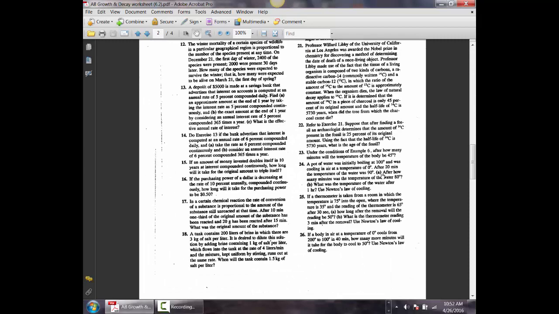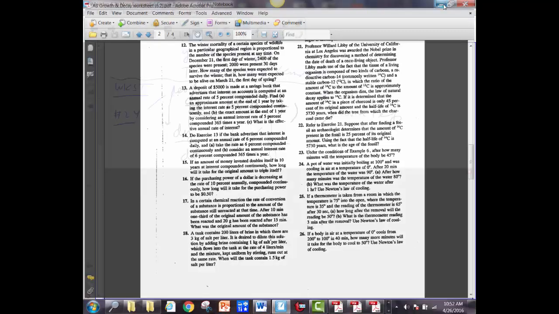So let's look at 24. A pot of water was initially boiling at 100 degrees, was cooling in air at a temperature of 0 degrees. After 20 minutes, the temperature of the water was 90 degrees. After how many minutes will the temperature of the water be 80 degrees? And what was the temperature 1 hour after use?